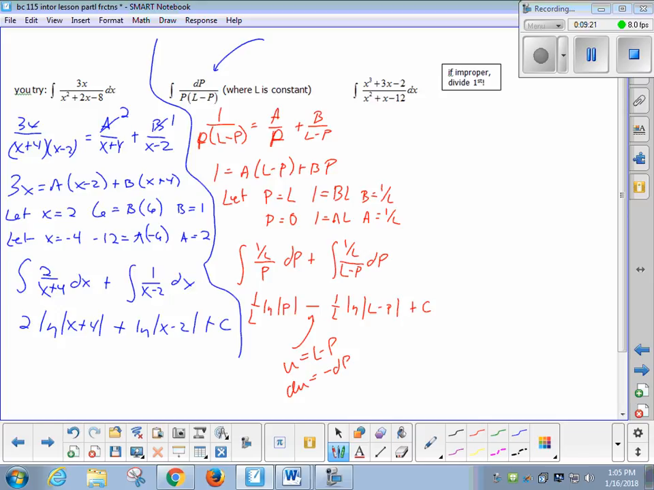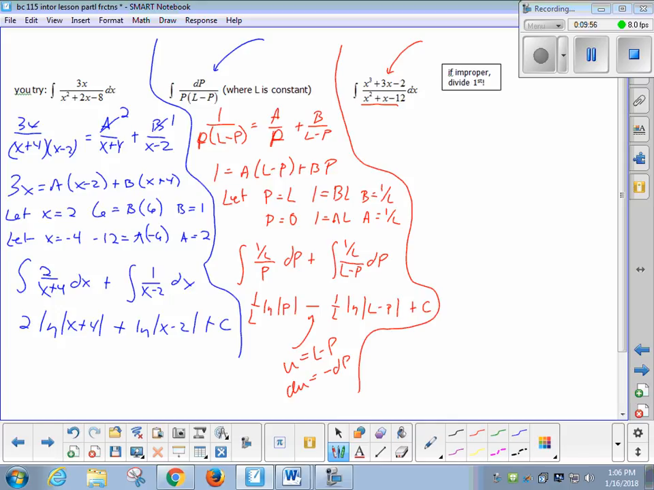All right. Last but not least, if you get a factor in the denominator, but the power in the numerator is greater, it's improper because x cubed is greater than x squared. In such a case, you must first divide. You must divide. And then you do partial fraction decomposition on the remainder.